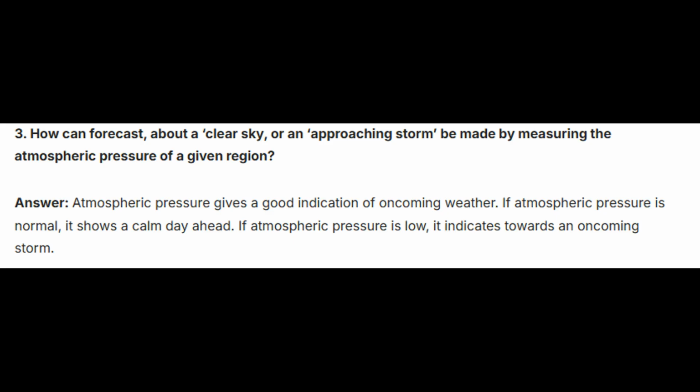Third, how can forecast about a clear sky or an approaching storm be made by measuring the atmospheric pressure of a given region? Answer. Atmospheric pressure gives a good indication of oncoming weather. If atmospheric pressure is normal, it shows a calm day ahead. If atmospheric pressure is low, it indicates towards an oncoming storm.